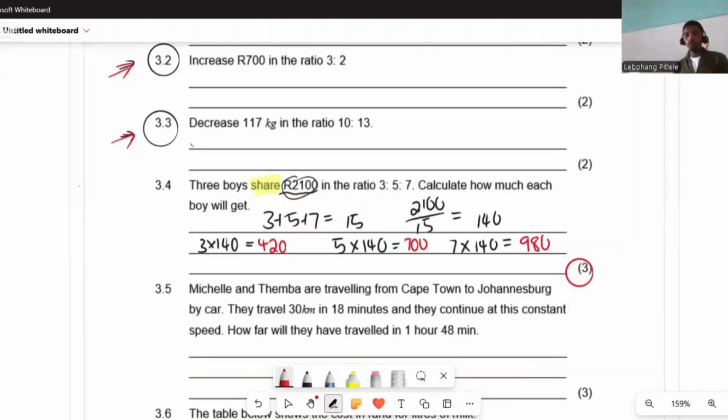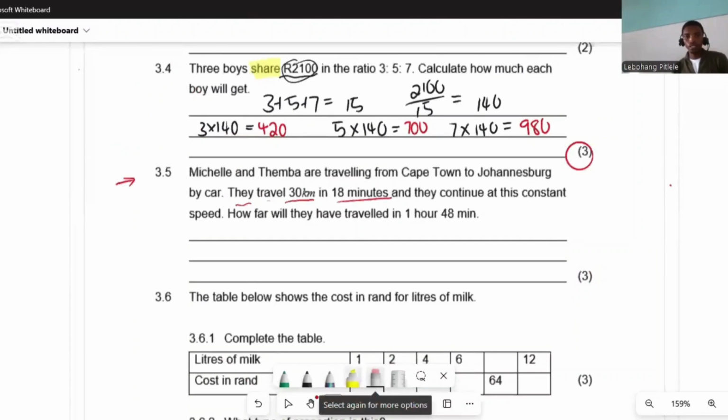Okay, now let's record it. Like I said, they said Michelle and Temba are traveling from Cape Town to Johannesburg, right? They travel 30 kilometers in 18 minutes. So we have 30 kilometers, and you also have 18 minutes. And then they continue at this constant speed. How far will they have traveled in 1 hour, 48 minutes?